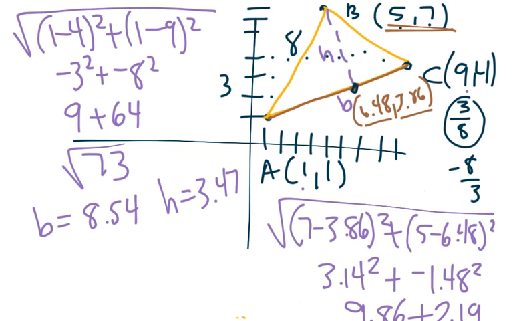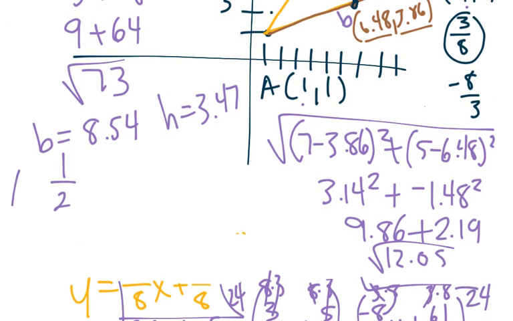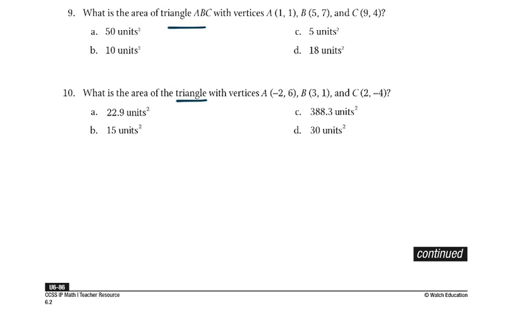A lot of work just for that number. Then I use the area, so area equals 1/2 times 8.54 times 3.47, and I type that into my calculator, and we get an area of about 14.81 units squared. Now, as we see, we don't have anything that says 15 here.